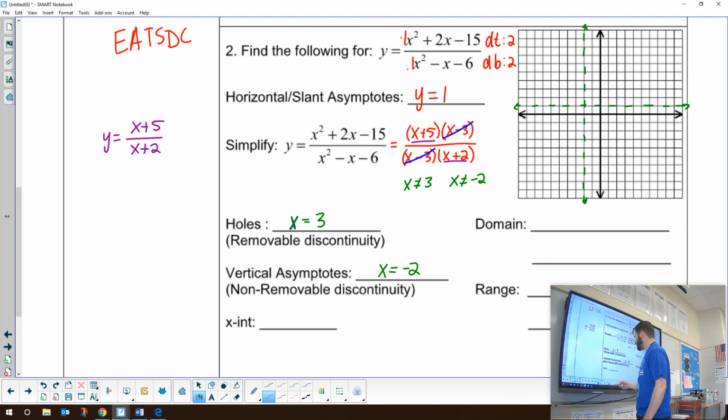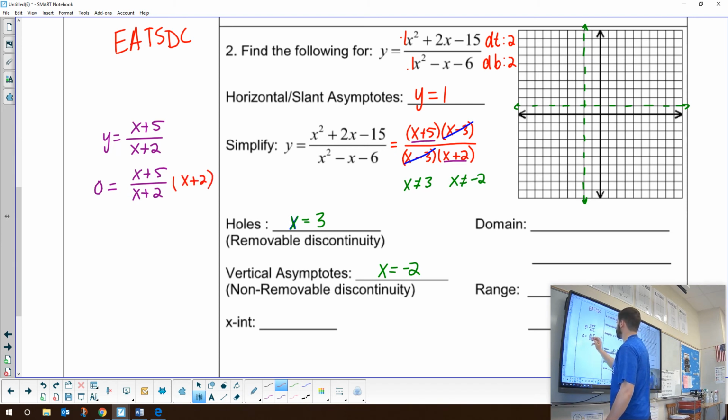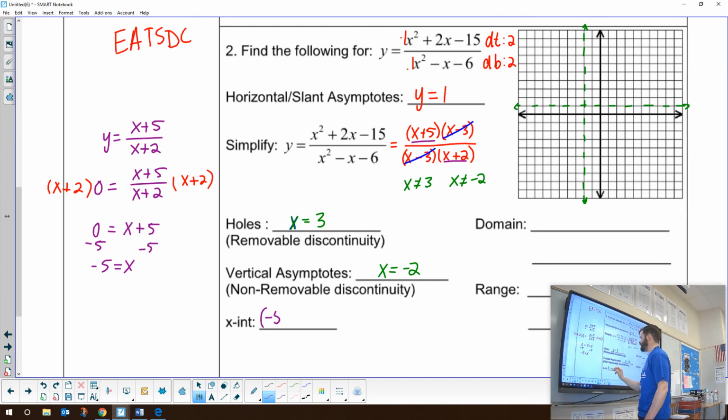So first off, let's find my x-intercept. To find my x-intercept, we're going to replace that y with 0. Get rid of our denominator by multiplying it to both sides. Well, anything times 0 is still just 0. So we're just going to have 0 equals x plus 5. Minus 5 to both sides, and we're going to get x equals -5. So we're going to have an x-intercept at -5, 0.